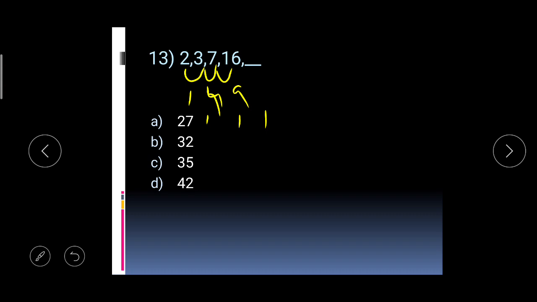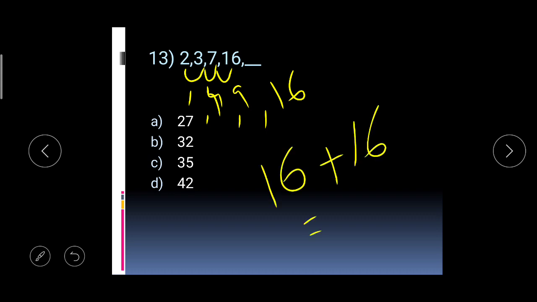If 1, 4, 9 is such a series, then it's called a square series, right? So if the difference is 1, the next difference is 4, the next difference is 9, then the next difference is what? 16. Then the next difference should be 16. So our answer is what? 16 plus 16 will give us how much? 32. So our answer is 32.